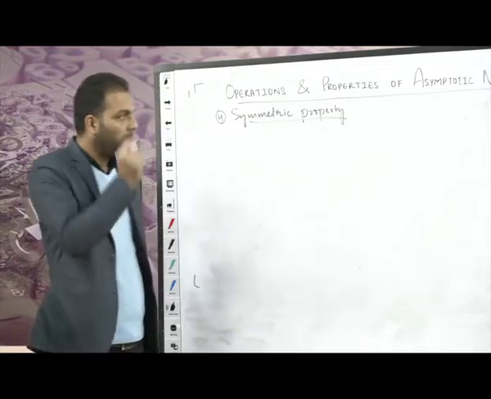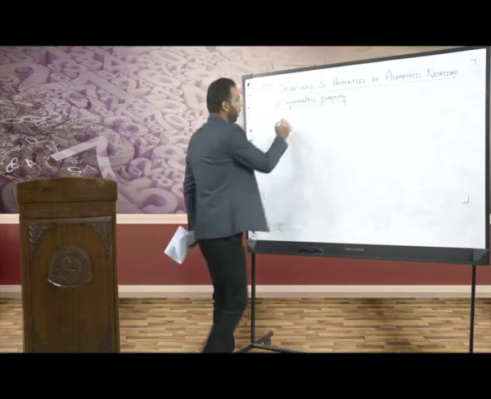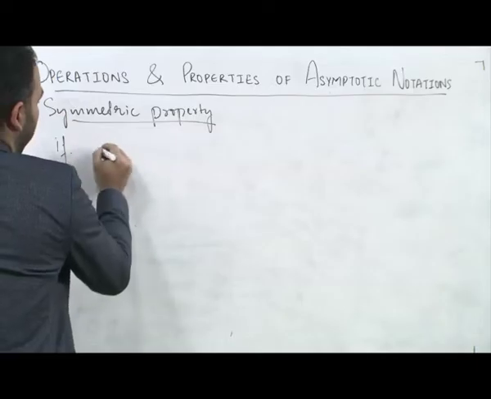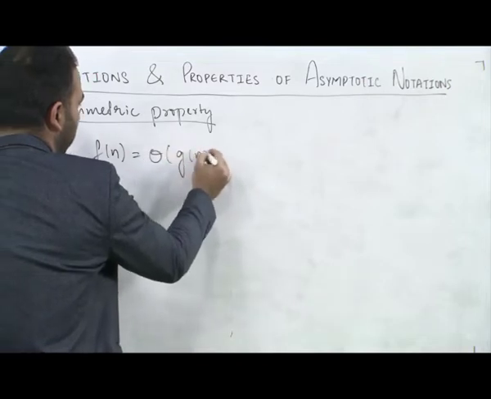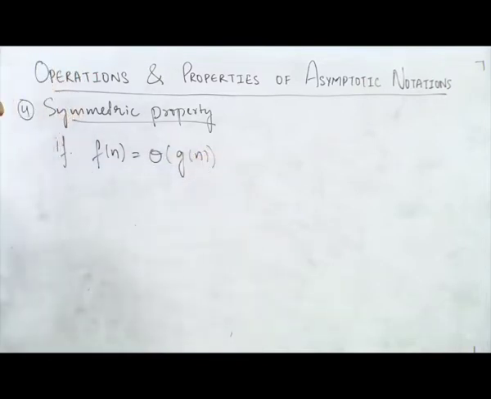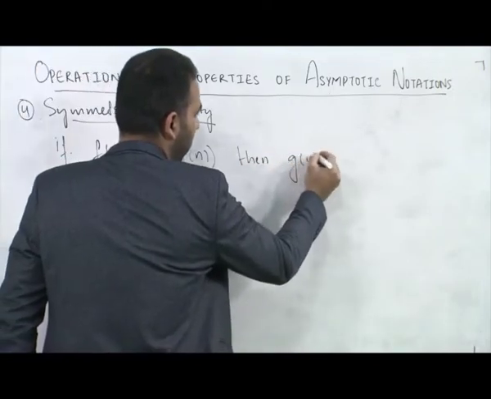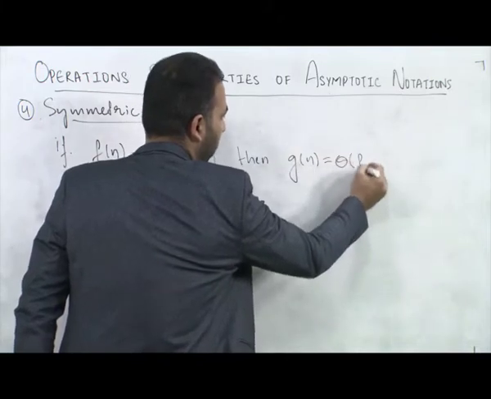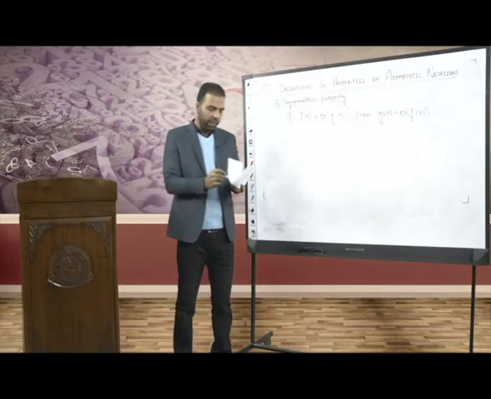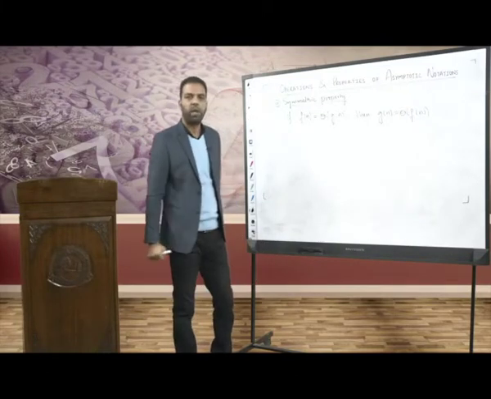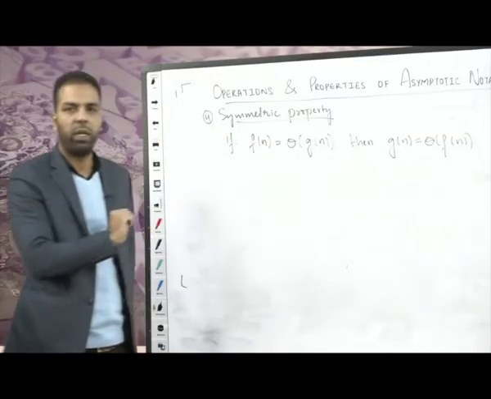So your symmetric property applies only to your tight bound, that is your theta notation. So if we have f of n, which is theta of g of n, then your g of n is theta of f of n. So you can see why I said that it applies only to your tight notation, that's theta notation. Because it is tight bound, only then can we say that g of n is theta of f of n.